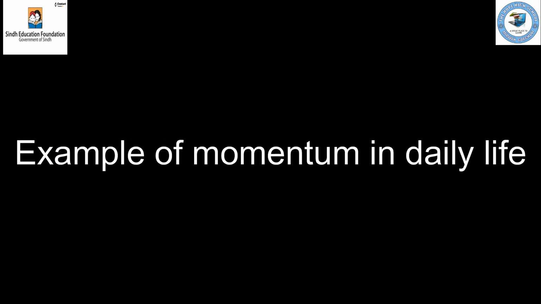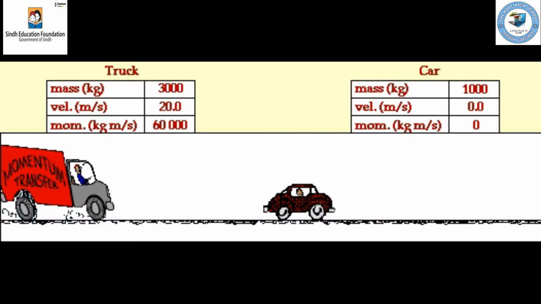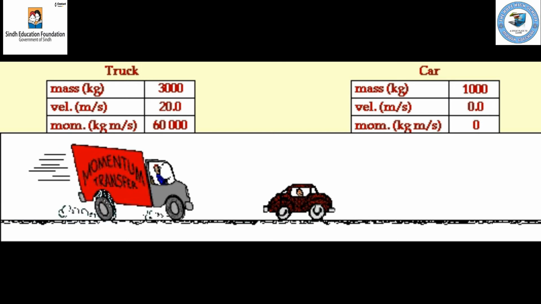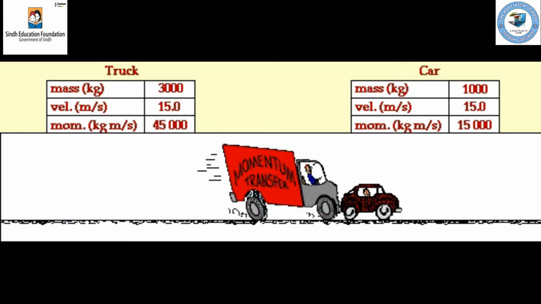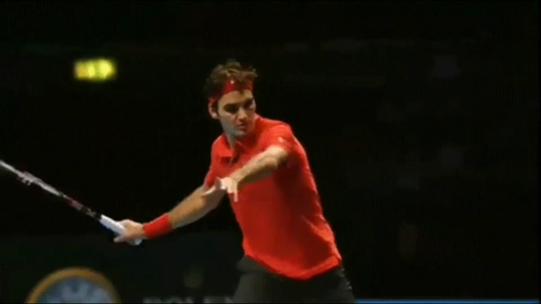Here are some examples of momentum in everyday life. Momentum of a large truck which is slowed down. Momentum of a football that hits on the head. Momentum of a tennis ball that hits on the racket.